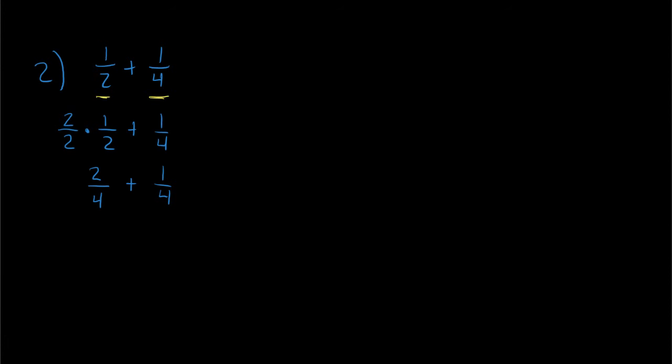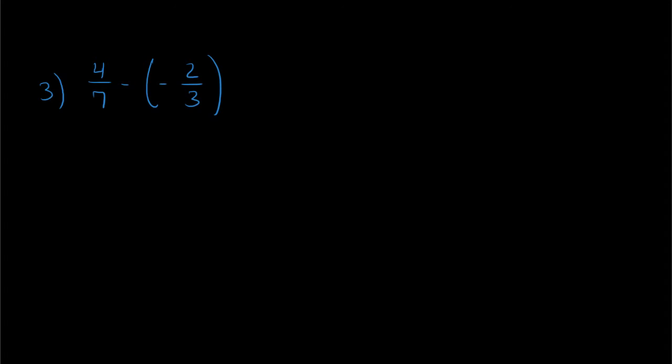Okay, now we have the same bottom number. So we just go back to our first rule. The second step is to add the top and keep the bottom. So 2 plus 1 equals 3 on the top. Keep the bottom number, which is 4. And that's our answer, 3/4.